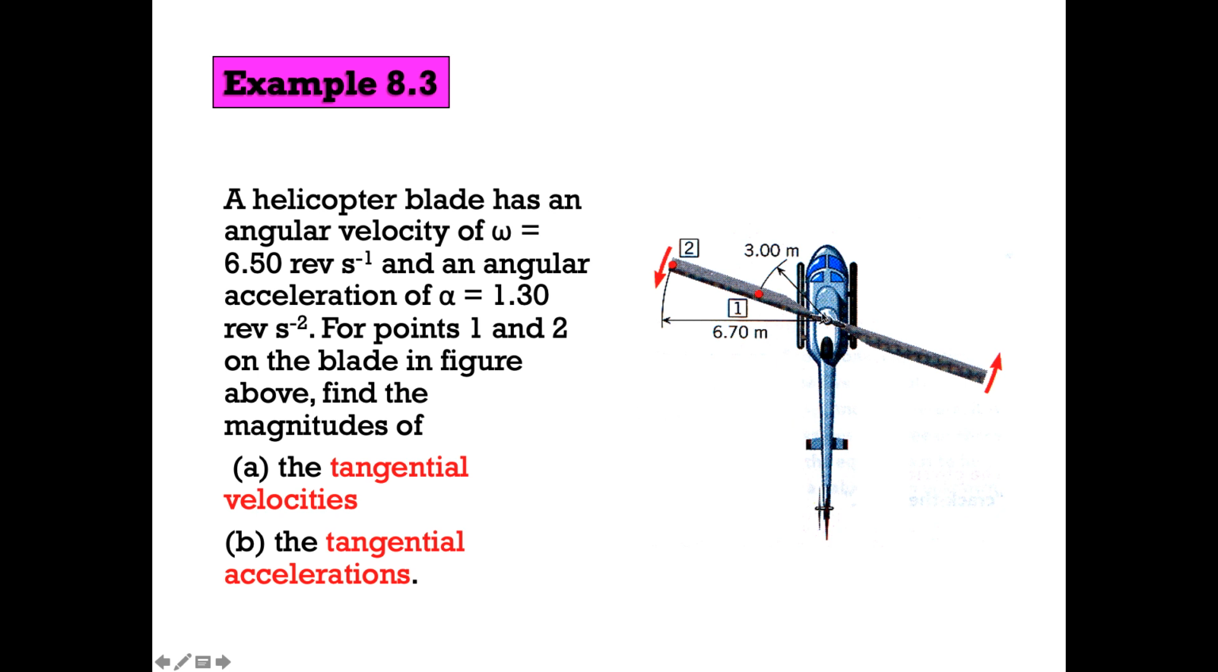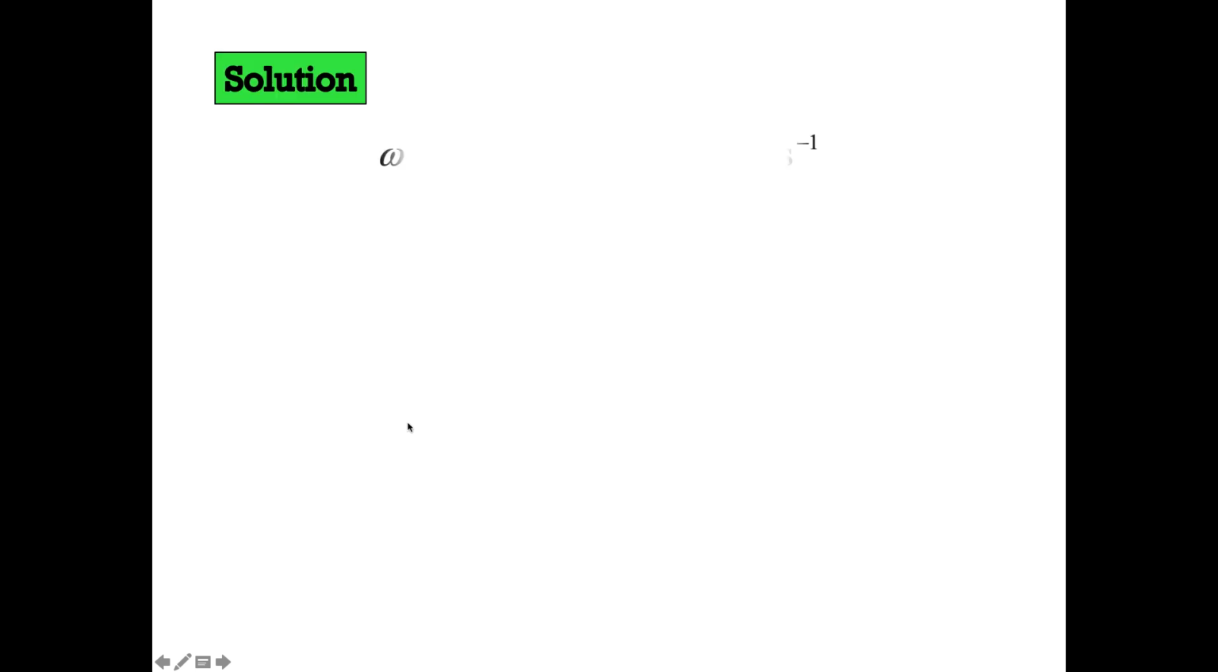I mentioned before that this blade rotates at this axis. It is at the center, and the first point is 3 meters from the axis of rotation. The second point is 6.7 meters from the axis of rotation. We will determine the tangential velocity and tangential acceleration of the 2 points.